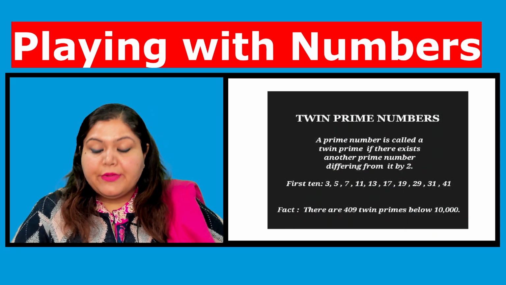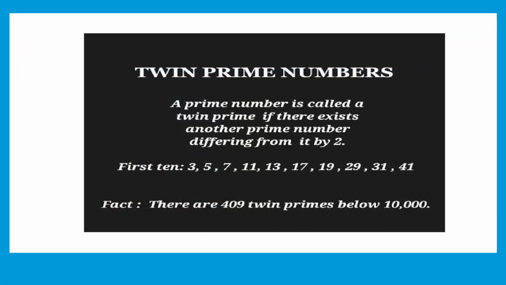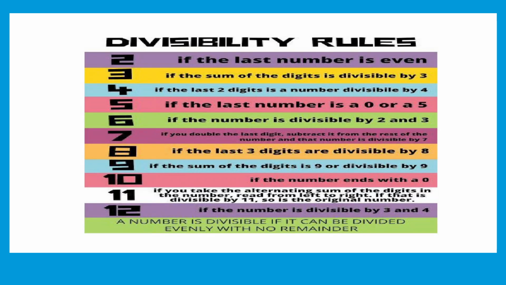What are the twin prime numbers? Twin prime numbers are two consecutive prime numbers having a difference of 2. Let's see how. Like we take two numbers 3 and 5, the difference between 5 and 3 is 2. The difference between 7 and 5 is 2. So we consider two consecutive prime numbers and see their difference. It becomes 2. There are 409 twin prime pairs below 10,000.